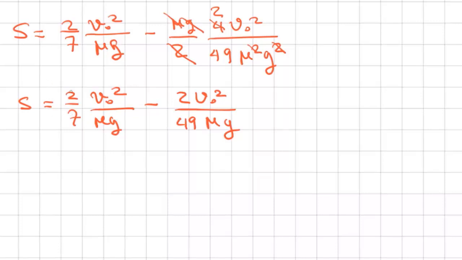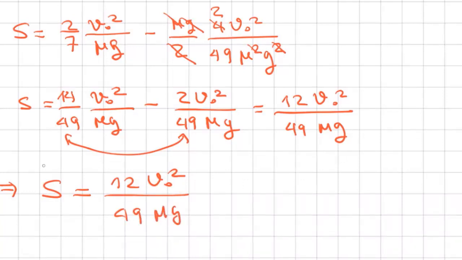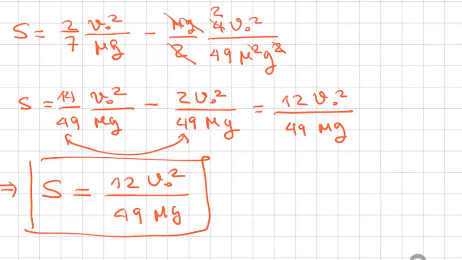Okay, I multiply these terms by 7, I mean 2 by 7 and 7 times 7. That way I get 14 divided by 49, and I get similar denominators, and I can do this with the terms. So it would be 14 minus 2 is 12 v0 squared divided by 49 mu g. Then finally the distance s traveled by the ball is 12 v0 squared divided by 49 mu g. This is the distance that the ball travels before it starts moving with a rotational motion.